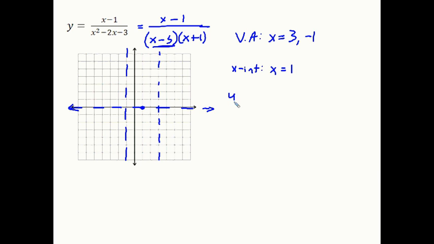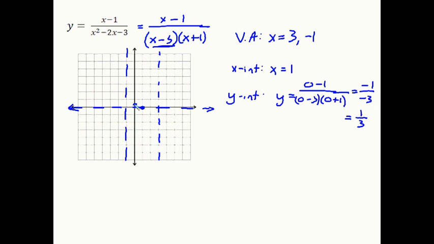We can find our y-intercept by plugging 0 in for x. So y equals, we would have 0 minus 1 over 0 minus 3 times 0 plus 1. That gives us negative 1 over negative 3, which is just equal to 1/3. So we have a y-intercept of 1/3. So that's down here at 1/3.